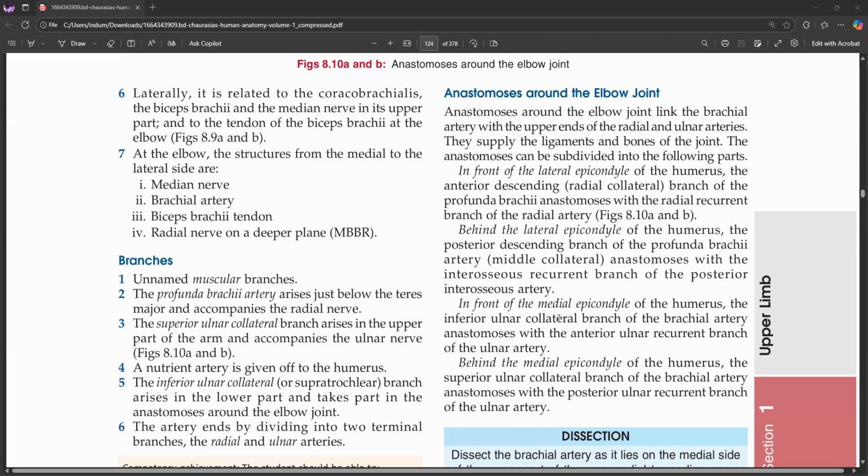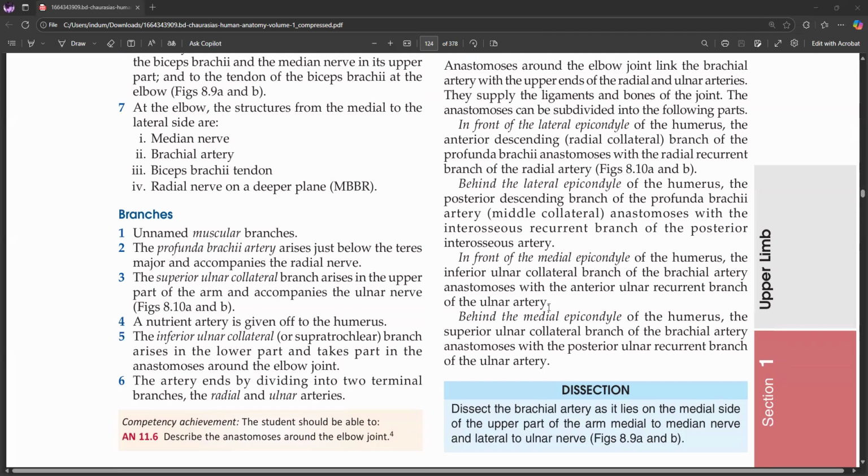The anastomosis can be subdivided into the following parts. In front of the lateral epicondyle of the humerus, the anterior descending, which is radial collateral branch of the profunda brachii, anastomoses with the radial recurrent branch of the radial artery. Figures 8.10a and b.